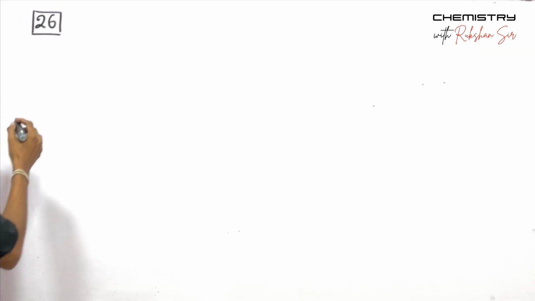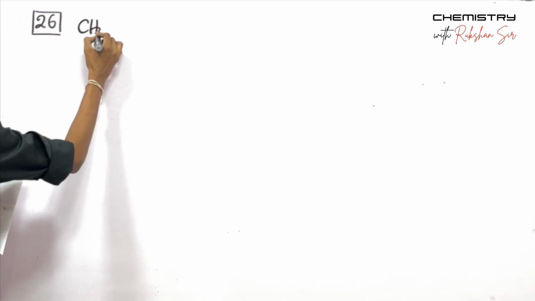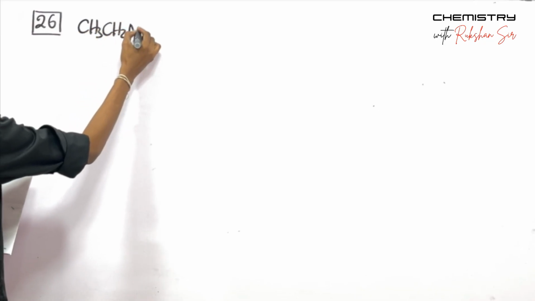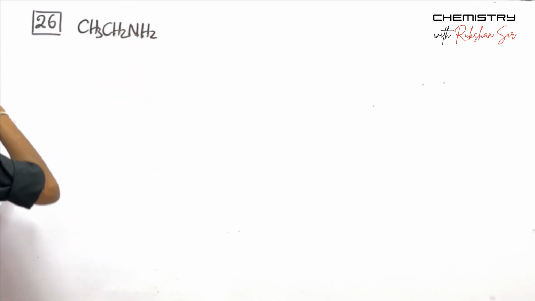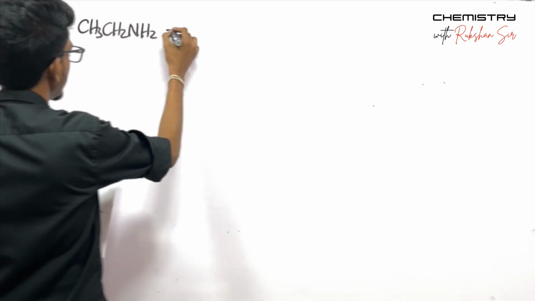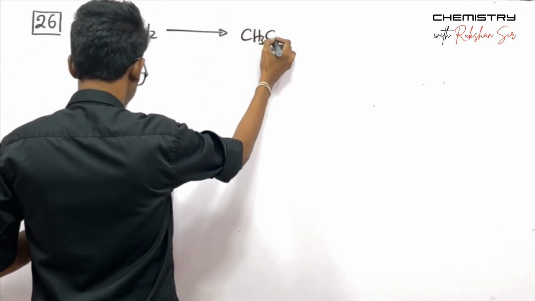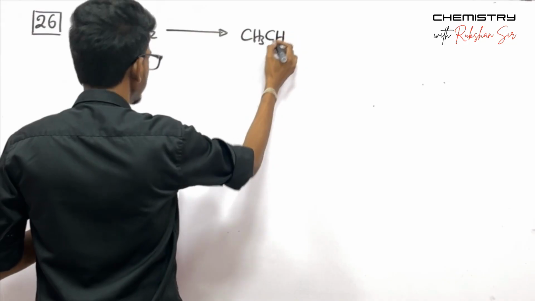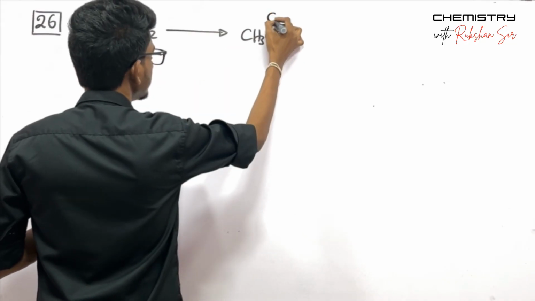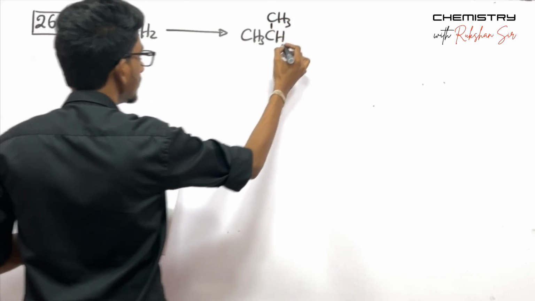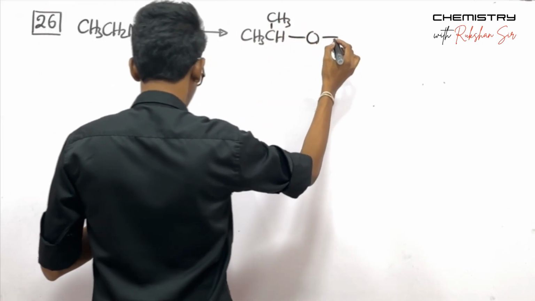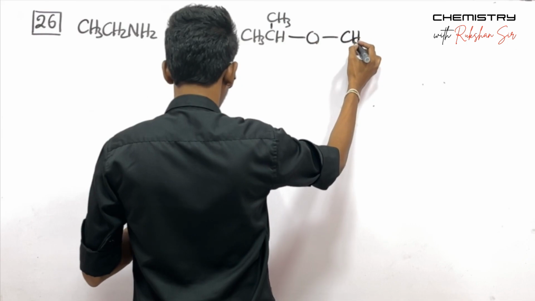This is CH2NH2. We need to convert that into this one. Some oxygen, and it's an ether bond formation, right?